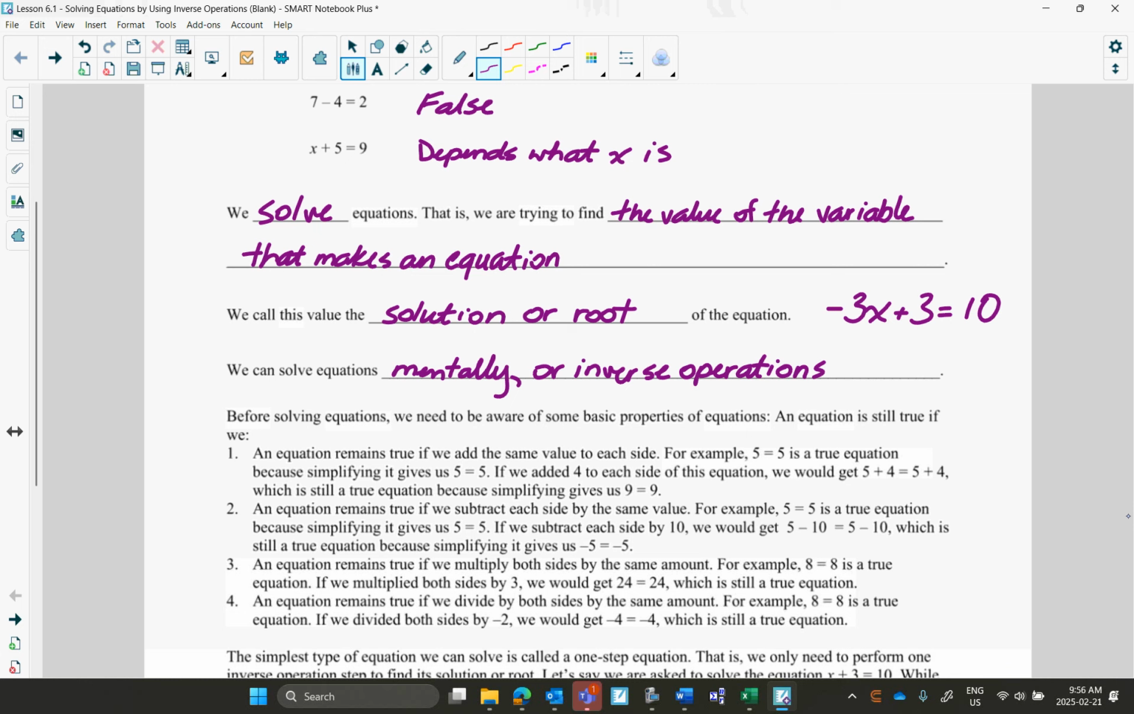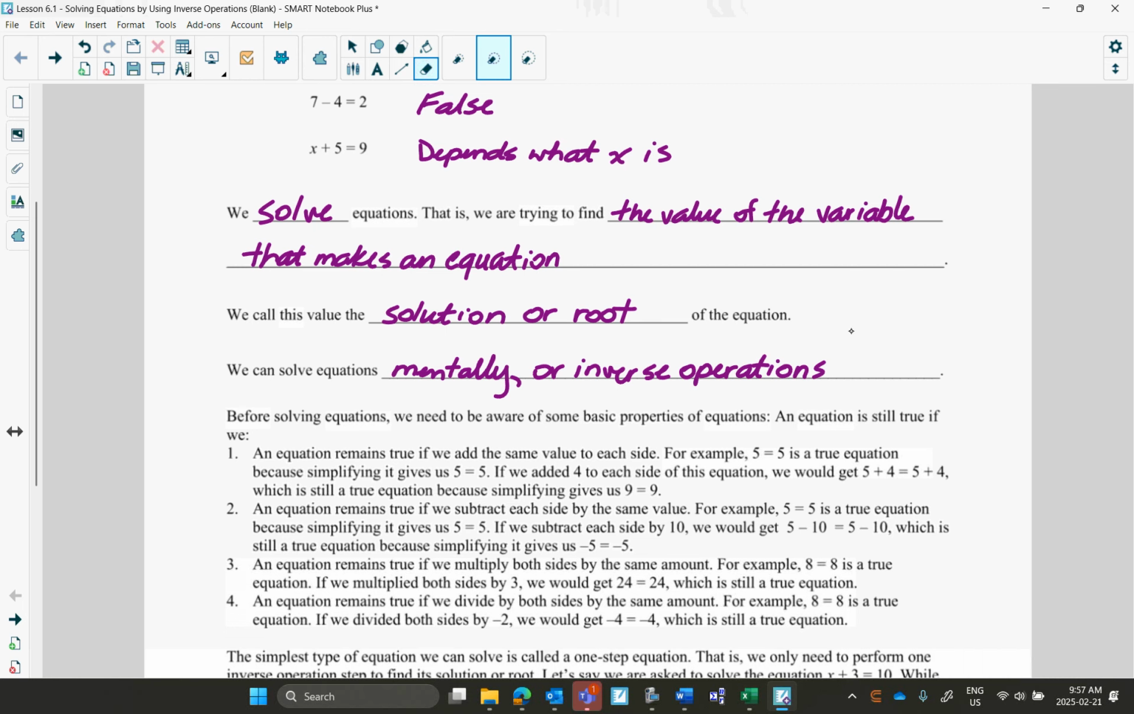So what we want to do when I say inverse operations is we want to get rid of everything that's with the x on the left-hand side so that just x is by itself. And then our answer will be on the other side. That's the goal of solving equations. And why can we do this?